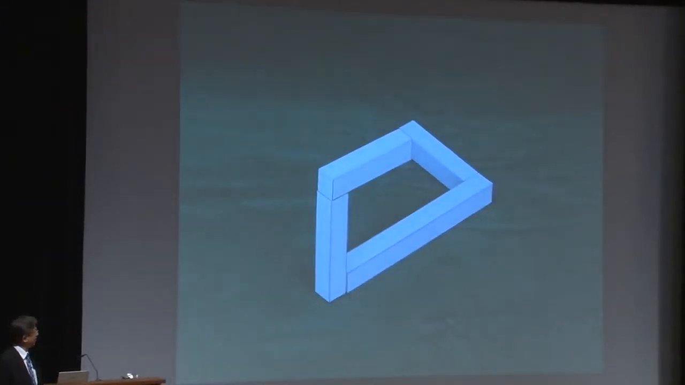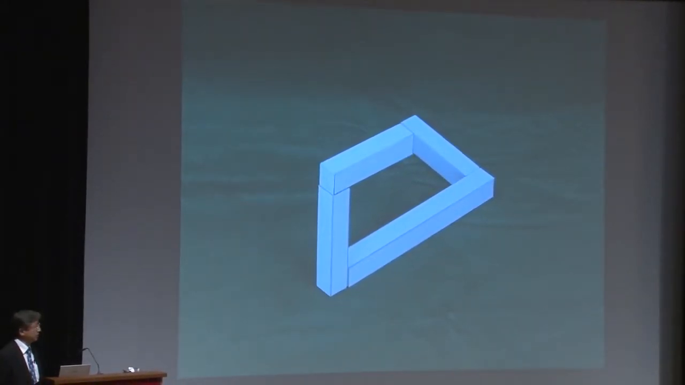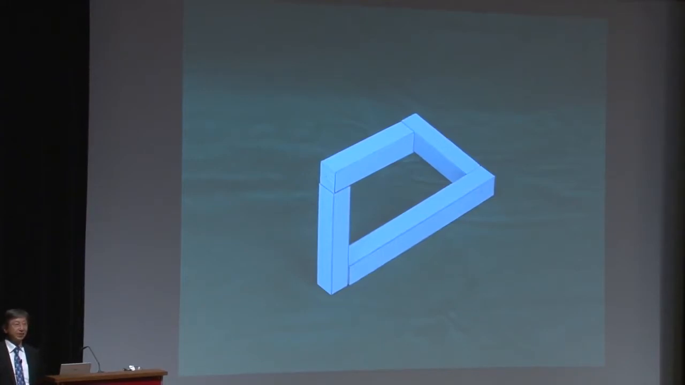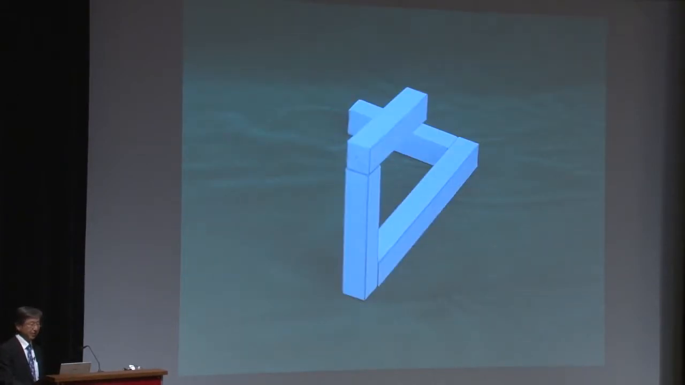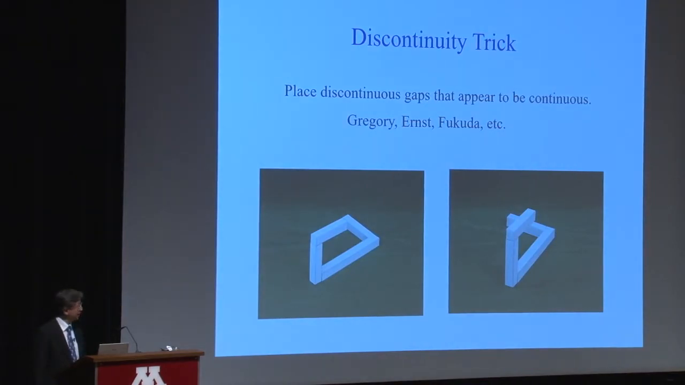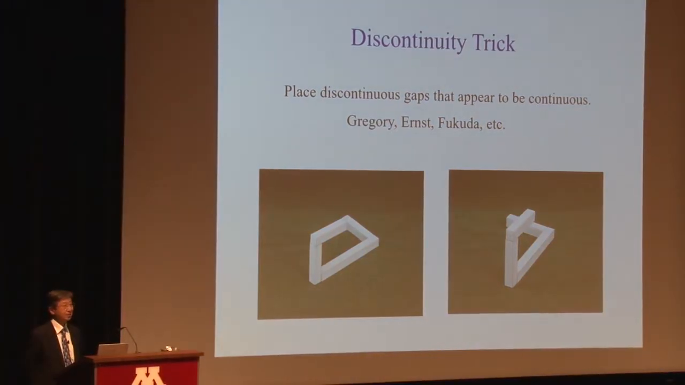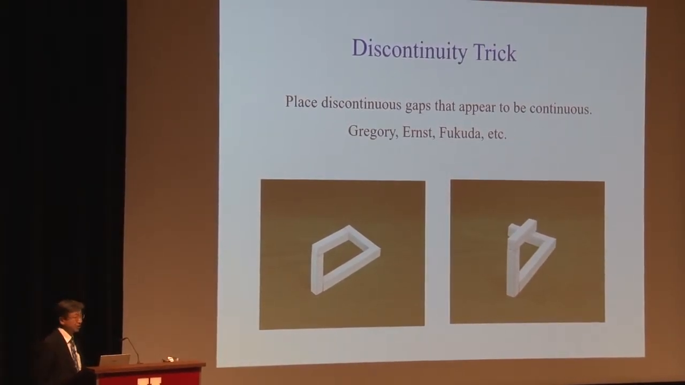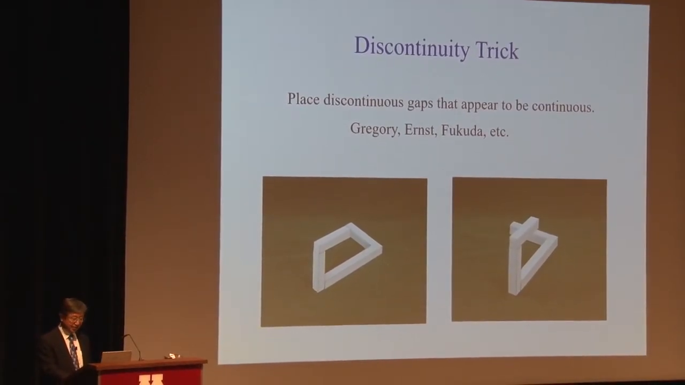This is a paper object made using the first trick. The appearance is the same as a Penrose rectangle, but if we change our viewpoint, the object looks like that. It's not closed. The top corner is disconnected. And so the disconnected parts align accidentally when we see it from a special viewpoint, and it looks like a Penrose rectangle. This is the trick which we call the discontinuity trick. This is the first trick.